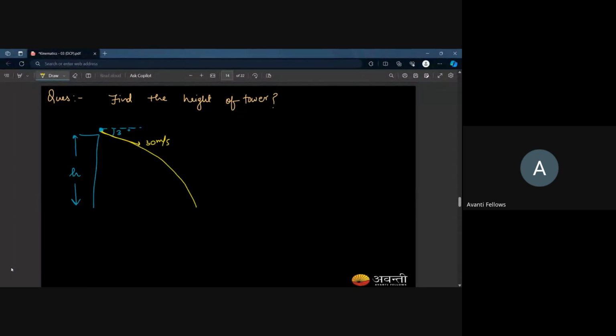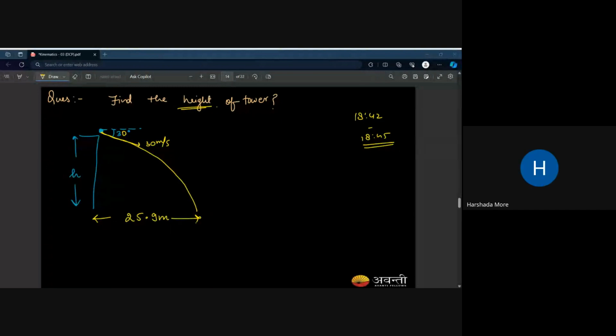It will touch the ground like this now. And this is 25.9 meter. Okay. Is that okay? Yes, ma'am. Find out the height of tower. Ma'am, what is the angle? Yeah, it is 30°. Okay.